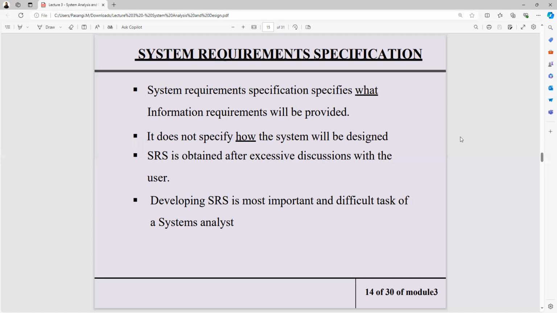Also, this SRS document is obtained after extensive discussions with the users. Developing this SRS is the most important and difficult task of a system analyst. So a system analyst must develop this SRS document. It's a major job role task from their JD. So the system requirement specification specifies what information requirements will be provided, and it does not specify how the system will be designed. It is obtained after extensive discussions with the users as well.